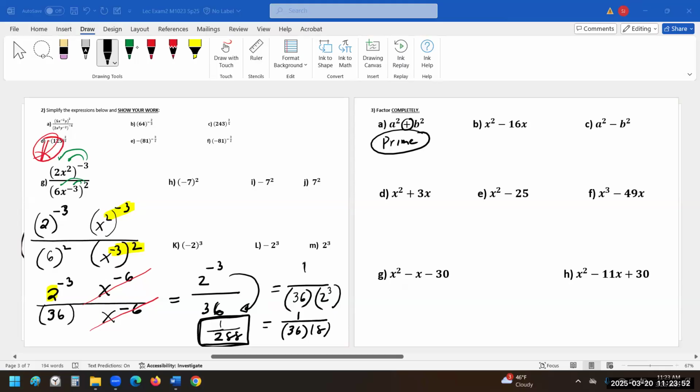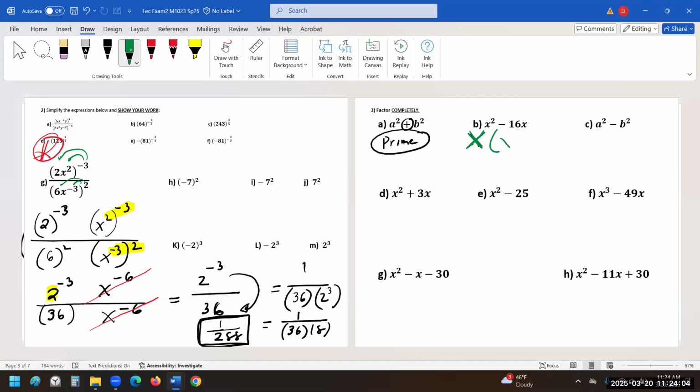So in B, even the first one is a perfect square, but the second one is not. The second one is 16x. So you have to factor out your x and you get x minus 16. And now this is not a perfect square anymore, so we cannot go any further, we stop.